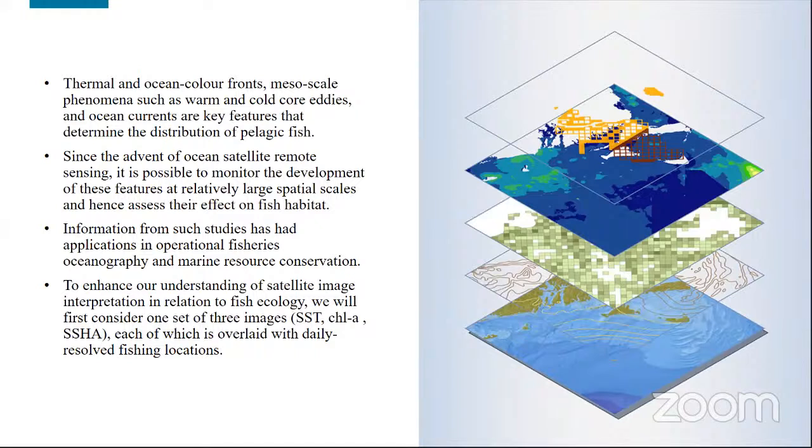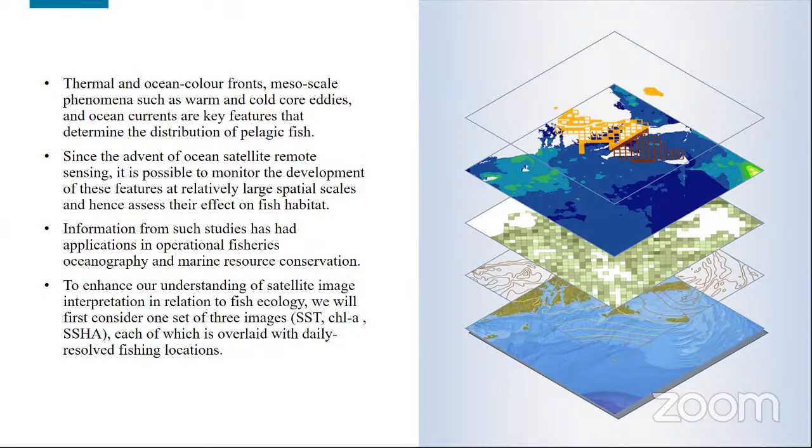So to enhance our understanding of satellite images interpretation in relation to fish ecology, we will first consider one set of three images, iaitu SST, chlorophyll and SSH, each of which is overlaid with daily resolved fishing location. So kita akan overlay data SST, chlorophyll dan SSH di bawah fishing location.